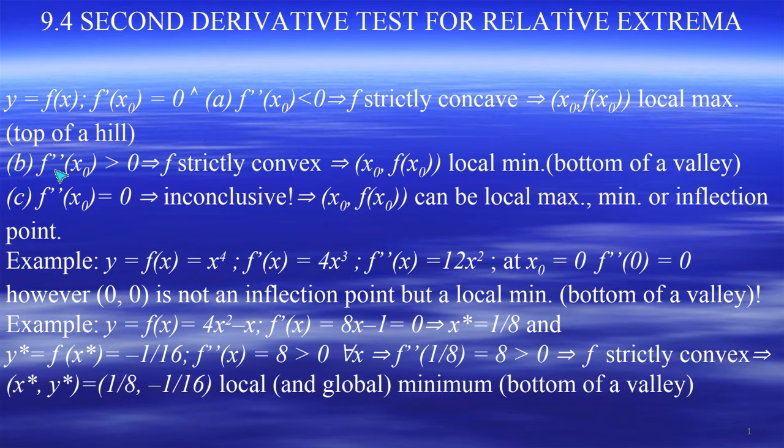So the point 1 over 8, minus 1 over 16 is our only candidate for maximum, minimum, inflection point, whatever. We will check it. The first derivative is 8x minus 1. The second derivative, which is the derivative of the first derivative, is 8. Second derivative is 8 and it is positive everywhere. So the function is convex everywhere. So the stationary point we found, 1 over 8, minus 1 over 16, is a local and also global minimum, bottom of a valley.